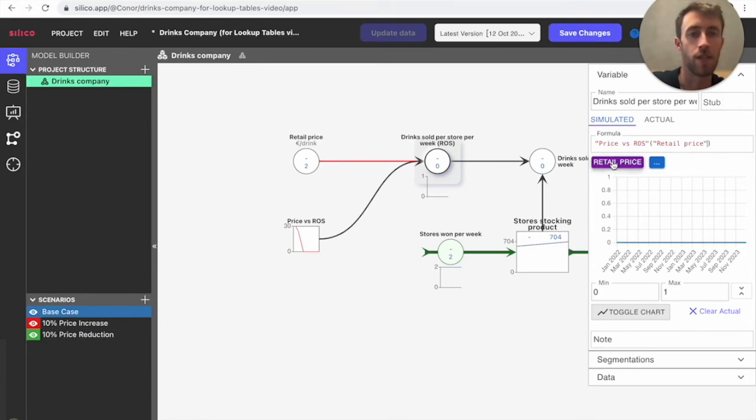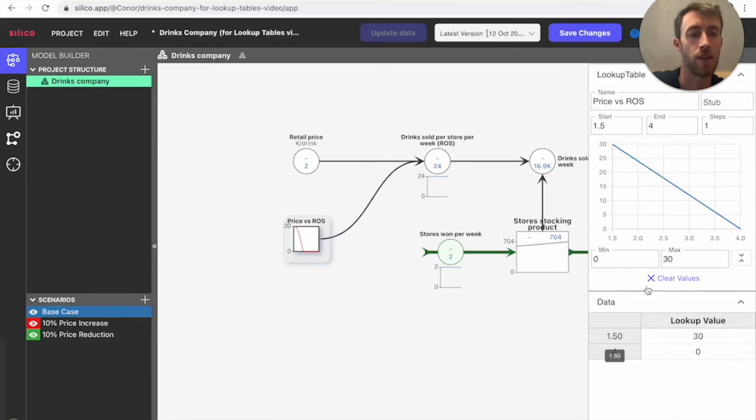So here we'll select retail price as the input, and we can see that for a price of $2, it's now returning 24 as the rate of sale. That's because of this linear interpolation going on. We know that in reality this isn't a straight line between the two, because there are lots of non-linearities in this relationship. For example, if we're charging $2 and we switch to $2.10, there's going to be a bigger difference if that's what our competitors are charging than if we go from $2.40 to $2.50.